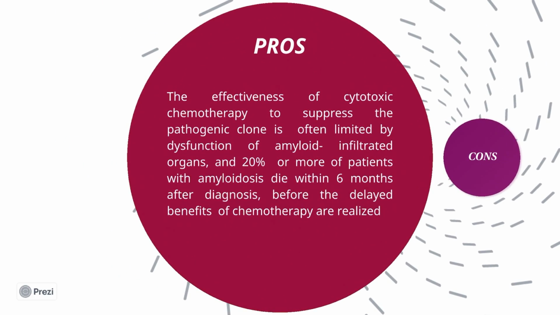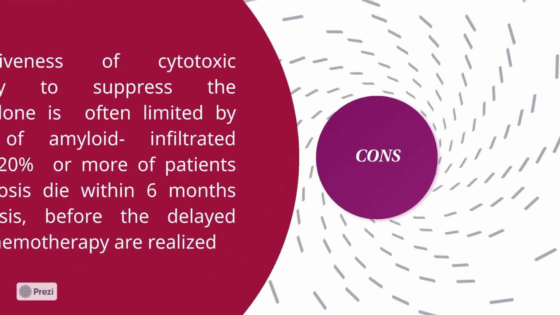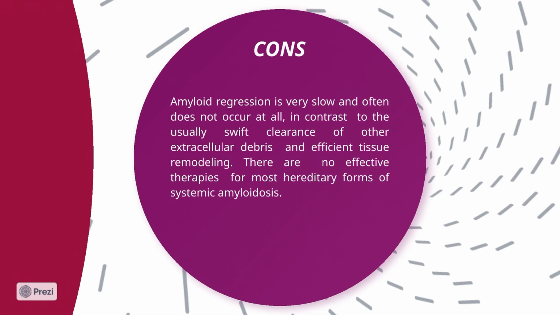Pros and cons. Pros: the effectiveness of cytotoxic chemotherapy to suppress the pathogenic clone is often limited by dysfunction of amyloid-infiltrated organs, and 20% or more of patients with amyloidosis died within 6 months after diagnosis, before the desired benefits of chemotherapy are realized. And these are the cons. Amyloid regression is very slow and often does not occur at all, in contrast to the usually short clearance of other extracellular debris and efficient tissue remodeling. There are no effective therapies for some hereditary forms of systemic amyloidosis.